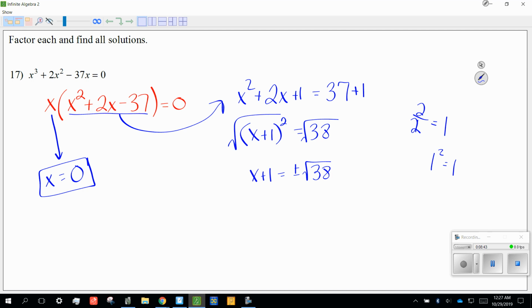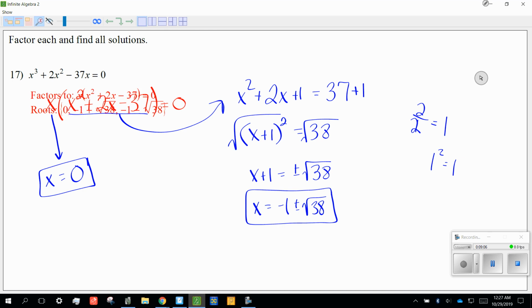Okay, so can we do anything with that? Can we simplify it? I don't think so. So I've got x equals negative 1 plus or minus the square root of 38, and x equals 0. Alright, let me check that one real quick. Negative 1 plus or minus square root of 38 and 0. Yep, good for us.